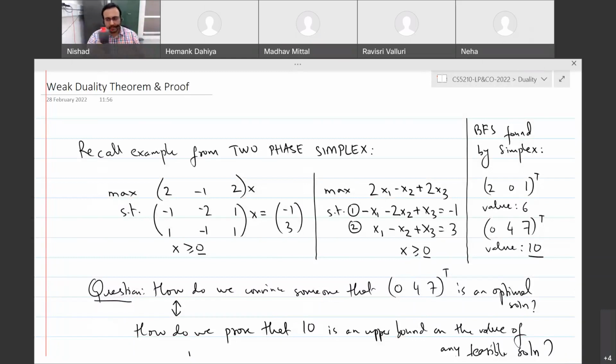Are there any questions regarding what we did last time? Did everybody see how exactly we got to the dual of the linear program? And we also proved the weak duality theorem for standard equality form linear programs.